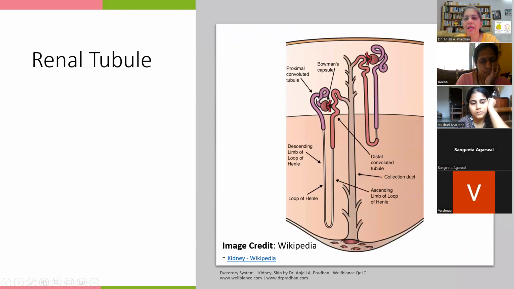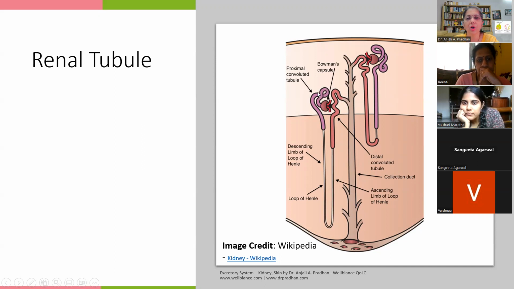So what have we seen now? Here it enters, the glomerulus forms, and this is afferent, this is efferent. From here it comes out. So we will continue with the tubule now. This glomerulus, this Bowman's capsule, it will continue as tubule.